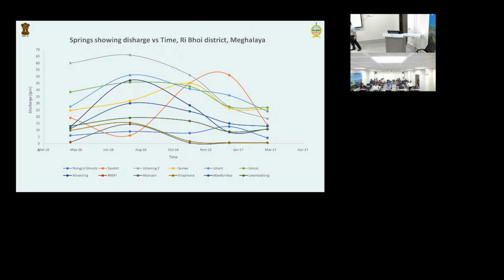But in the lean period, the discharge decreases, right? So if we construct an artificial recharge structure for this kind of spring, it will have much impact on the spring discharge. So in this kind of spring we can go for spring shed management, but not in the other kind of spring.